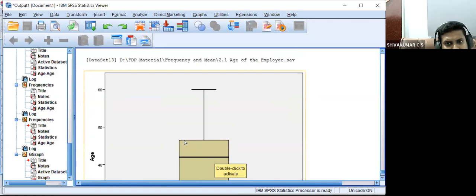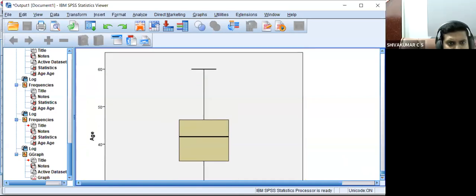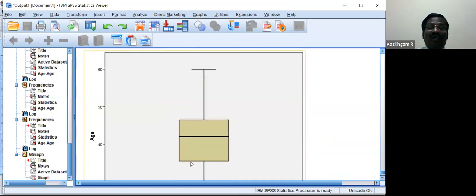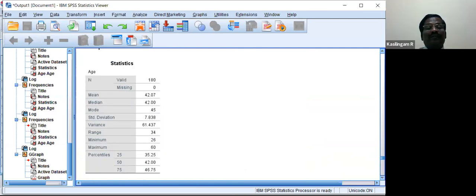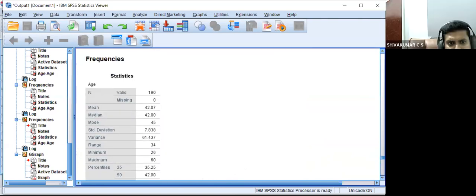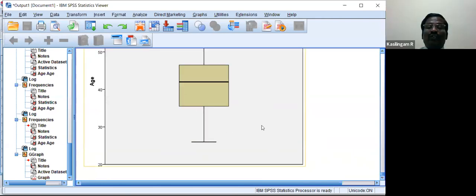This is the third quartile. Third quartile is 46. This is the maximum. And this is the first quartile. So what is the first quartile? First quartile is 35.25, right?